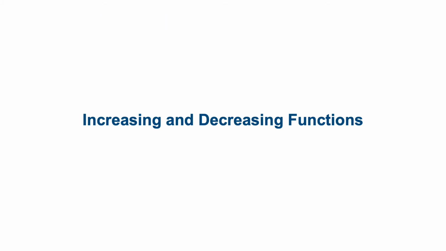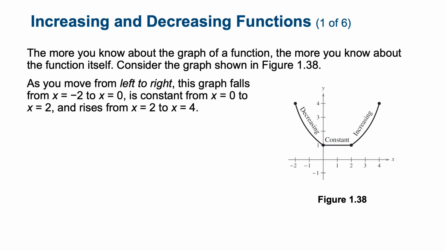All right, so not too bad. Let's talk about increasing and decreasing functions. Okay, so the more you know about a graph of a function, the more you know about that function itself. So let's look at this graph right here in this picture. Now, we read the graph going from left to right, and if you notice, from left to right, at negative 2 to about 0, the graph is decreasing, it's going down, okay? From x equals 0 to x equals 2, it stays the same value, so we say it's constant.